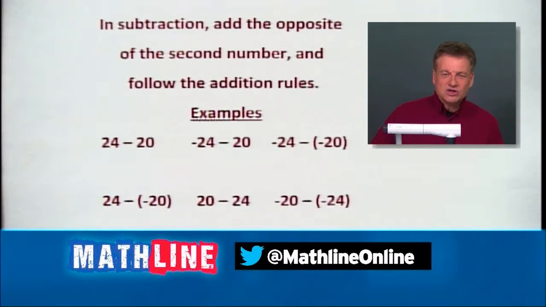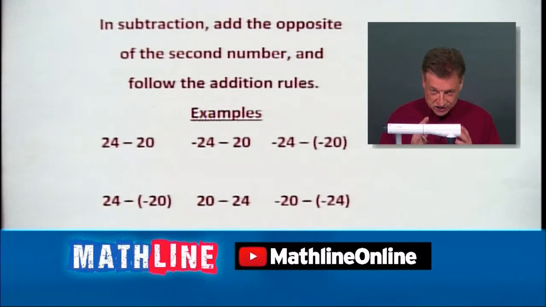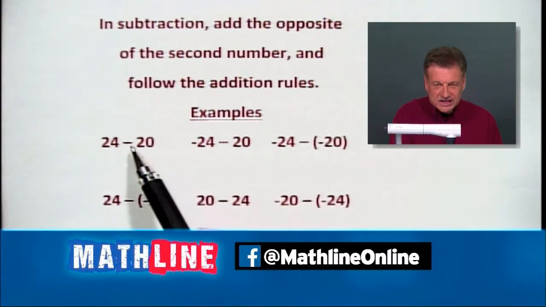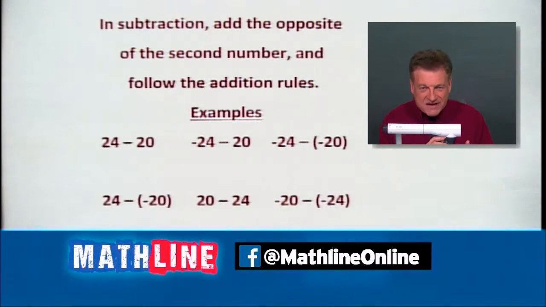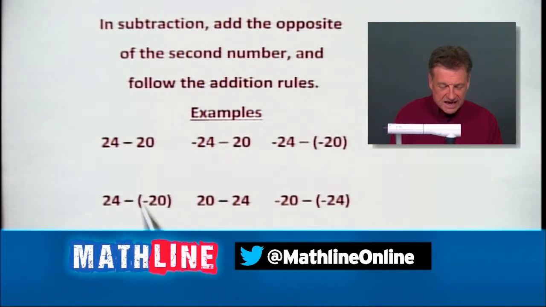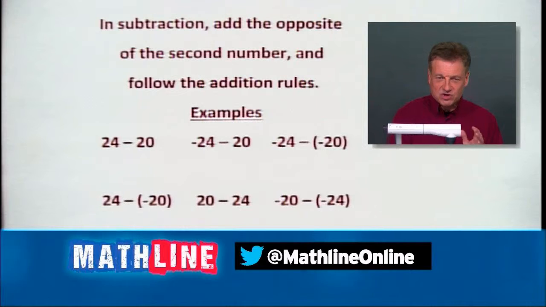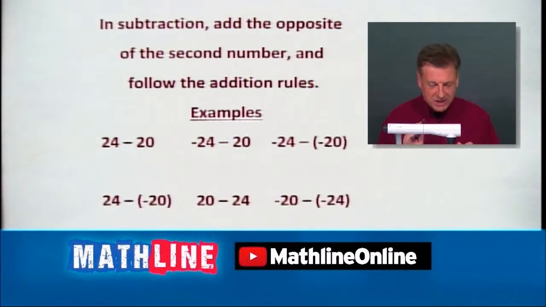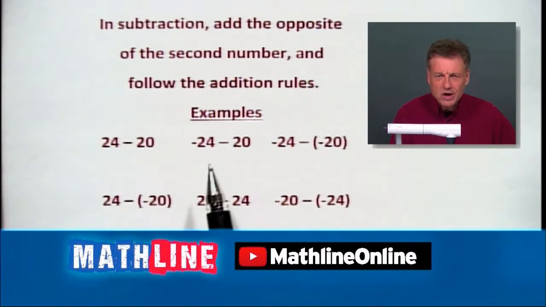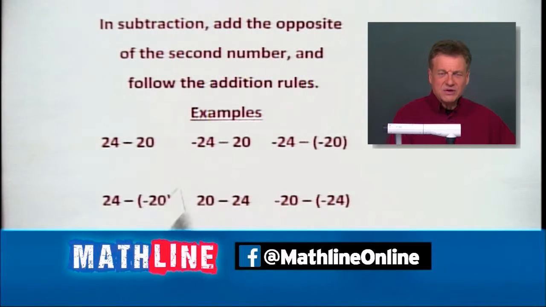In subtraction, we add the opposite, which means basically we change the sign from a positive to a negative, or a negative to a positive, and we change the subtraction to an addition. So in other words, we're going to add the opposite of the second number. Now, we don't do anything with the first number. Everybody got that? Leave the first number alone. Never mess with it. It's always about the second one. What are we going to do? And then we follow the addition rules.